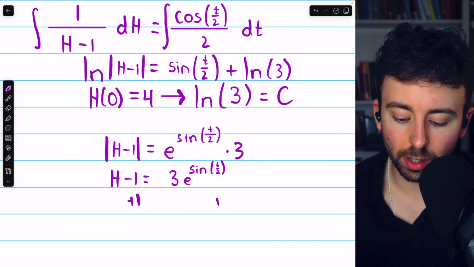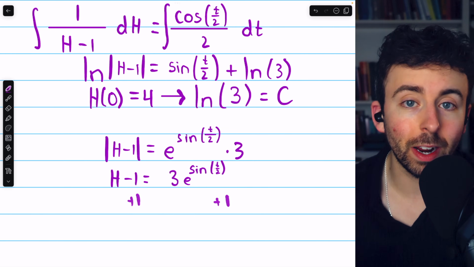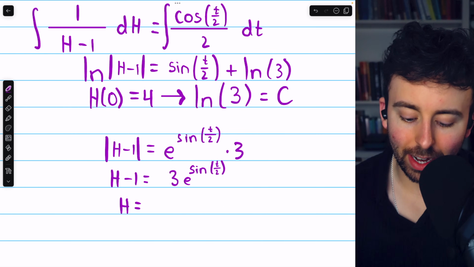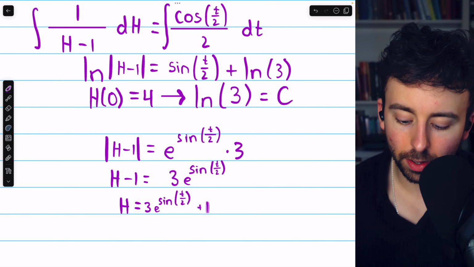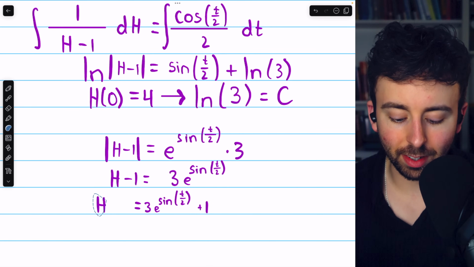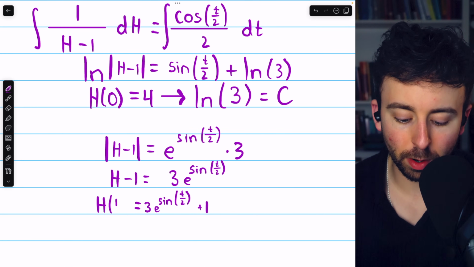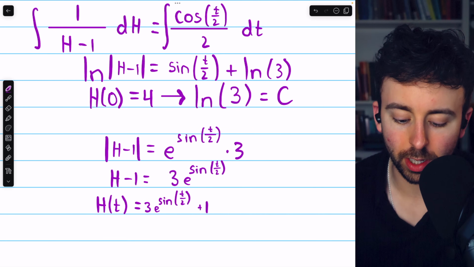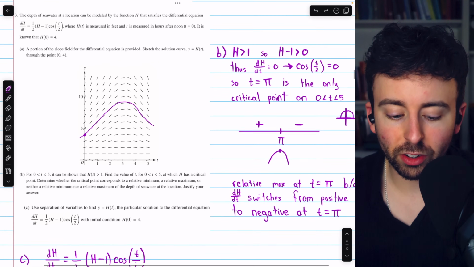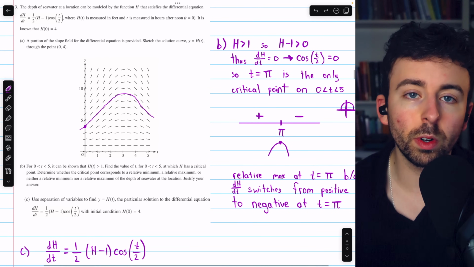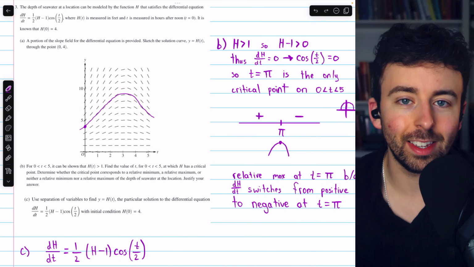Finally, we can add a 1 to both sides to finish solving for h. So finally, we have h equals 3 times e to the sine of t over 2, plus 1. And if we want to emphasize that this is a function satisfying this differential equation, we can write h of t equals this. And that completes our solution to free response question 3 from the 2024 AP Calc AB BC exam.